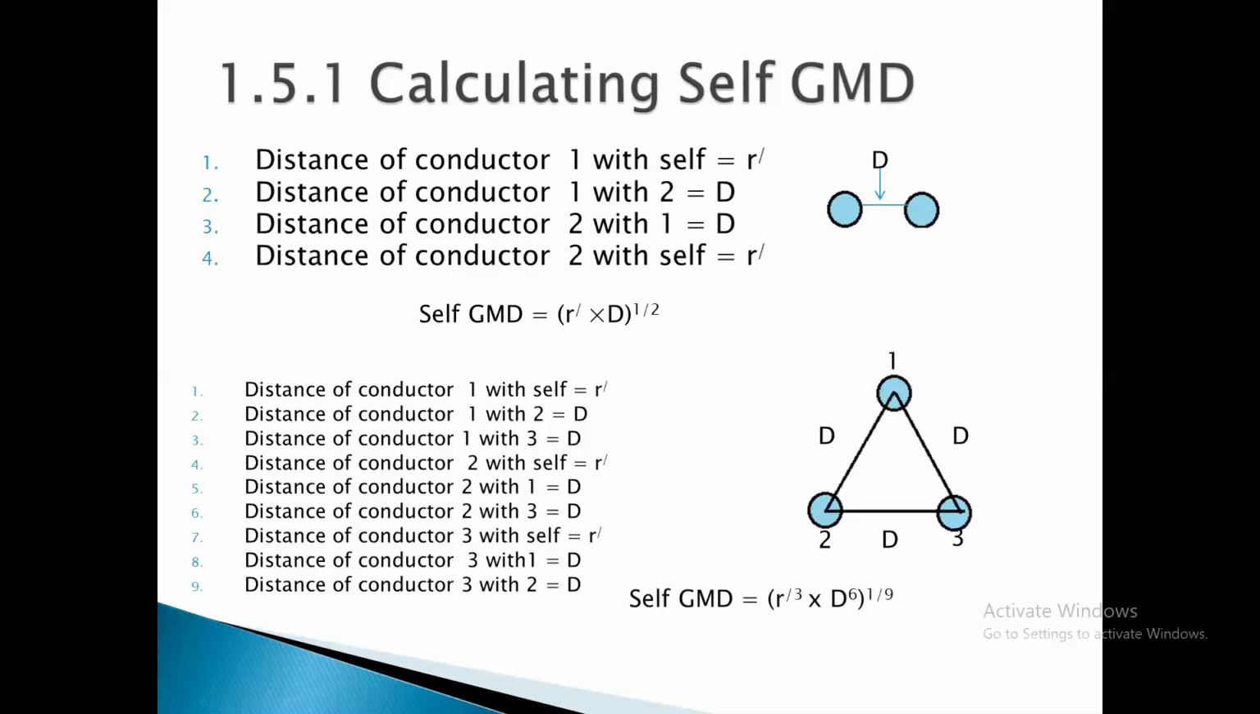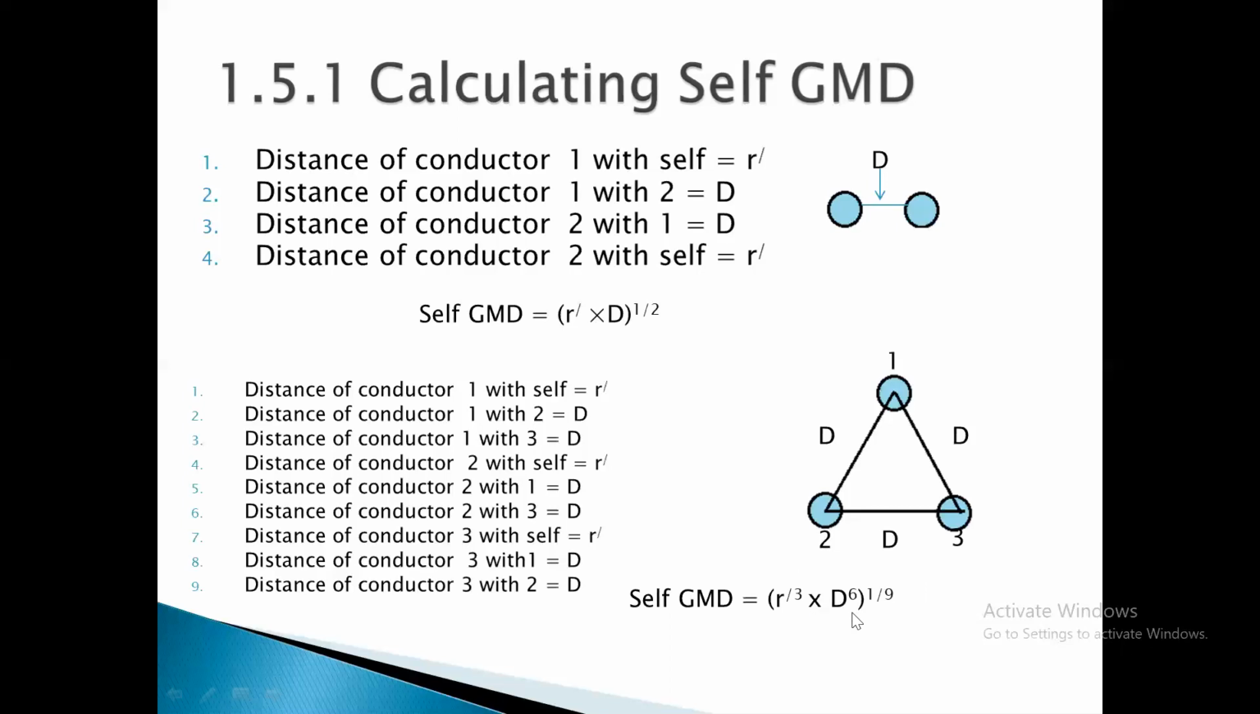Here I will put 1 divided by 9, and look what I will get after solving this. So self GMD is equal to the multiplication of all the distances. So R dash multiplied by R dash multiplied by R dash, that is R dash raised to the power 3. Then D multiplied by D, there are 6, so D raised to the power 6, into 1 divided by the number of distances. How many distances do we have? 9. So I put 9 here. Earlier we had 4, so I put 4.